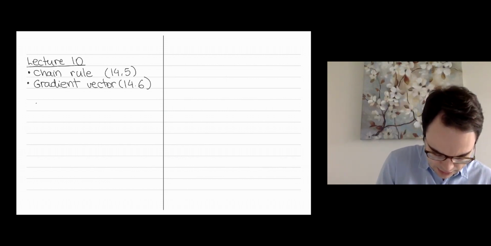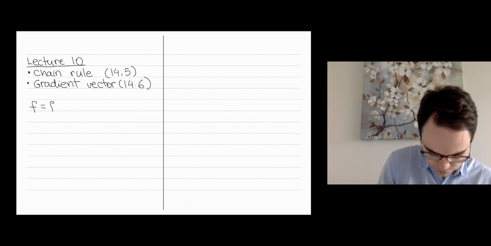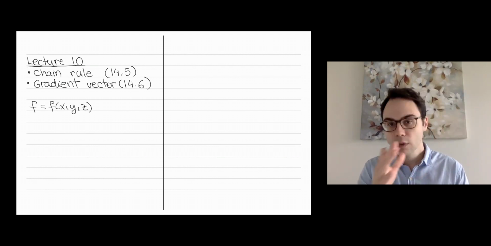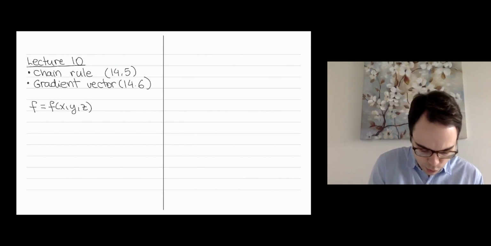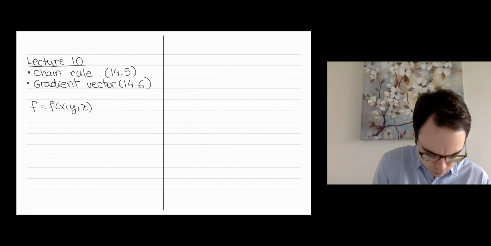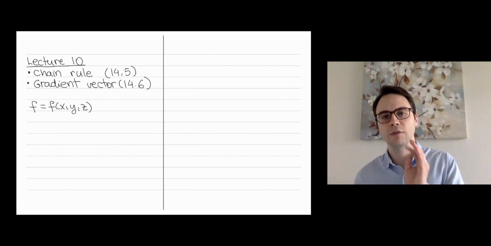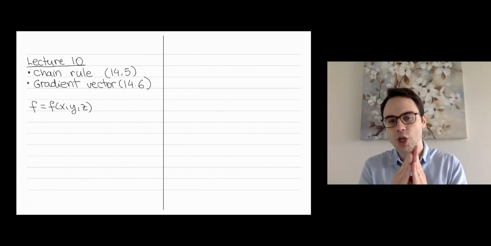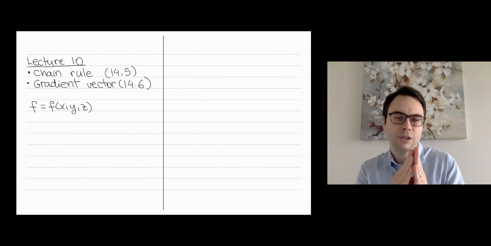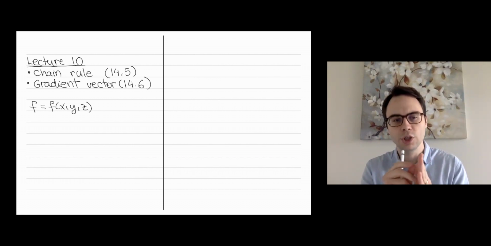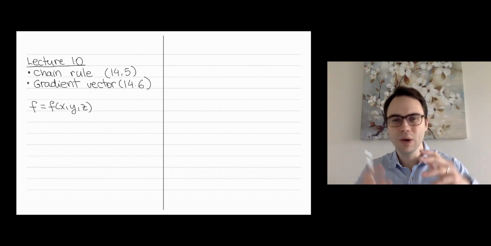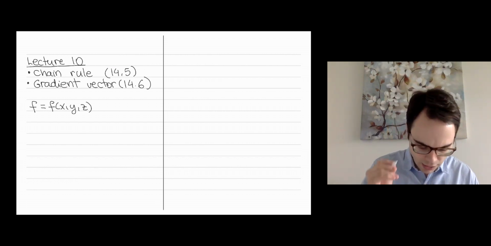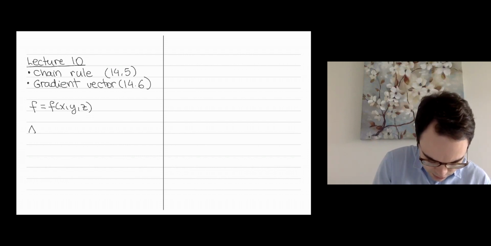Let's say we have a function of three variables, f of x, y, and z. The observation I'd like to make is this: to a first order approximation, let's say I look at the value of f at a point x, y, z, and then I change the point a little bit. I change x by a little amount, y by a little amount, and z by a little amount. So what happens to f? The answer is given by this approximation.